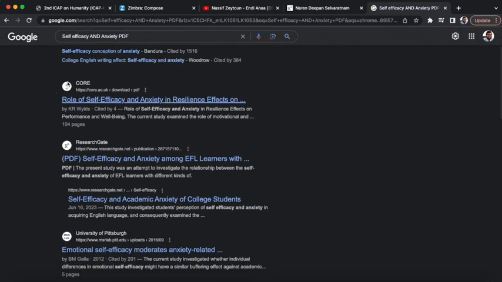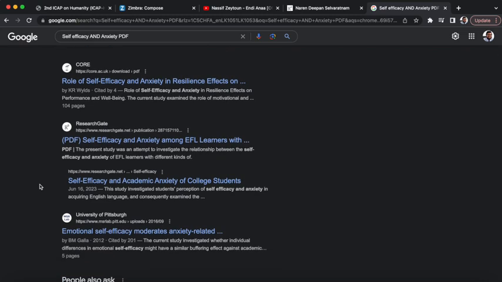Now, these are all possible research papers. First things first, I need to understand whether this is a research paper or not. It says role of self-efficacy and anxiety in resilience effects, so something something, performance and well-being, written by someone named K.R. Wills. So I'm going to just click on this. Let's see what exactly we have.